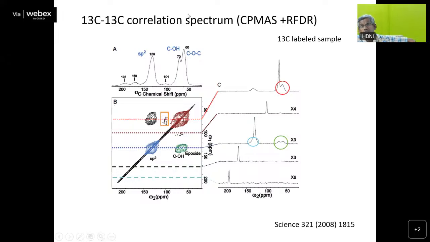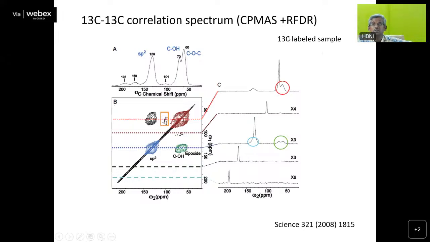So here we do a C13 correlation spectrum. One C13 we are correlating with the other C13. So we combined two experiments. One is CP MAS. What is CP? CP stands for cross polarization, and MAS stands for magic angle spinning. So we do cross polarization, and that too enriching the sample with C13, because we are studying C13 coupling. Their abundance is small, so if a sufficient amount is there, then only we can get C13 exchange. So that is what we are doing here.